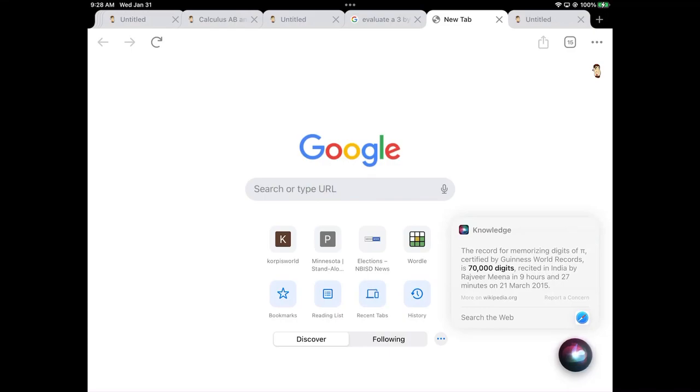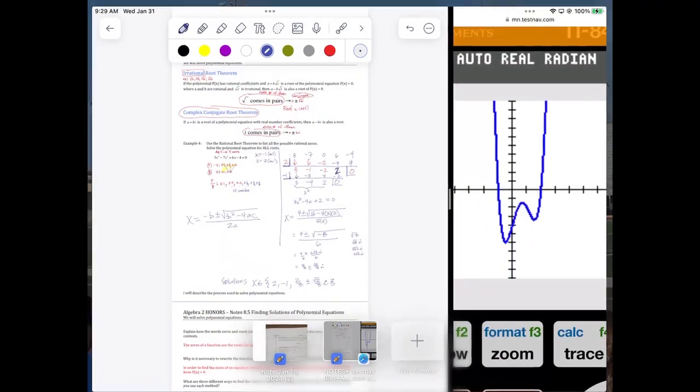How many do you know? 3.1415926. I only know 7. 7's enough for me. Is the next one 5? Okay, so you know more than I do. How does that make you feel? Superior, you should say. So what's the record? 70 thousand digits. How does that even work? That's worse than the Tetris. And it takes 9.5 hours to recite it. Oh my gosh. Okay. 1, 5, 9, 2, 6, 5.